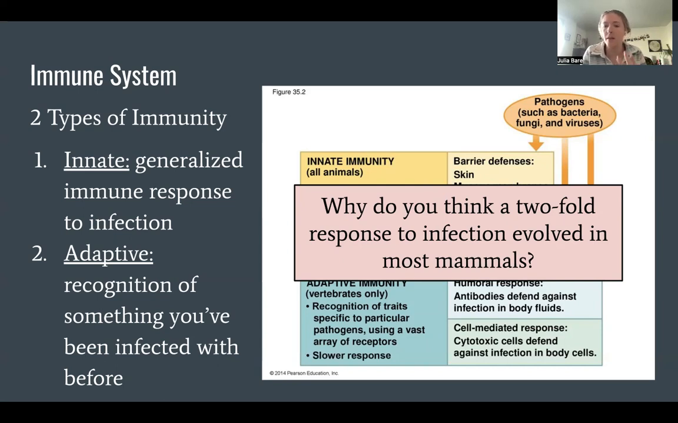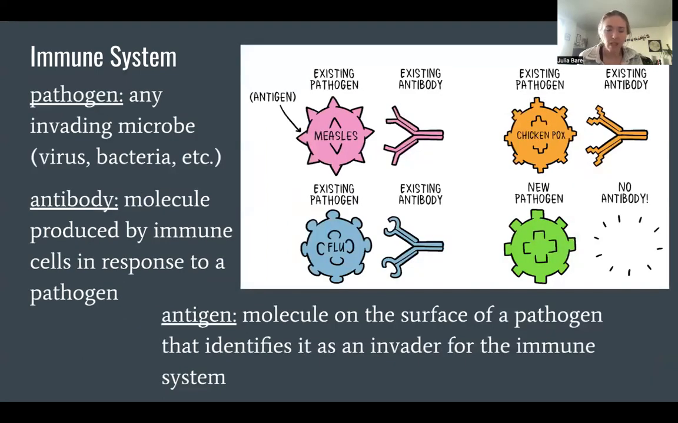Speaking of pathogens, let's talk about a little bit of terminology that we're going to need to be familiar with in order to understand this lesson. A pathogen is anything that is going to invade the immune system, and that's a virus or bacteria or any kind of invading microbe. An antibody is a molecule produced by an immune cell in response to a pathogen, and we're going to go into this in more detail later on. An antigen is the molecule on the surface of a pathogen that your immune system recognizes as an invader. Usually this is a lipid or a carbohydrate.